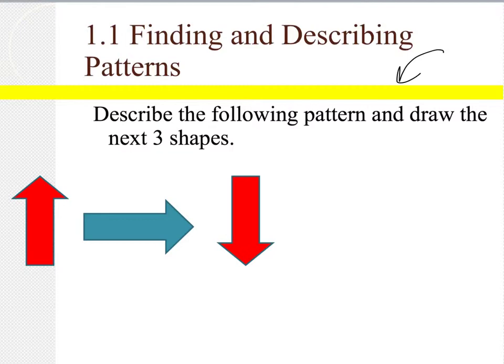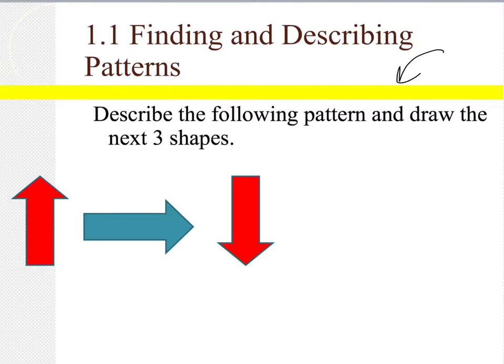Alright, I have a red arrow pointing up. I have a blue arrow pointing to the right. Then I have a red arrow pointing down. I'm noticing a couple of things. First of all, it's going red, blue, red. Okay, so that's one pattern. I know there's actually 2 patterns inside this. Red, blue, red, which means my next one has to be a blue arrow.